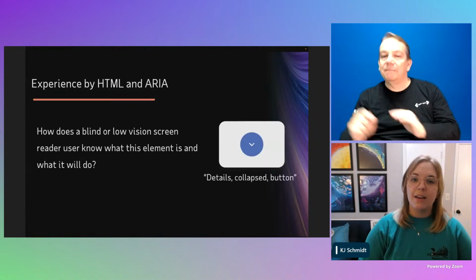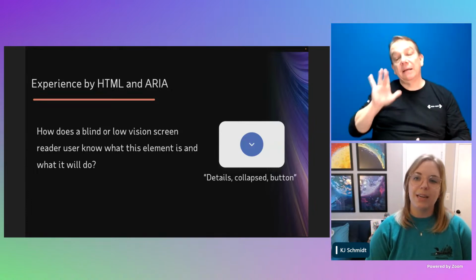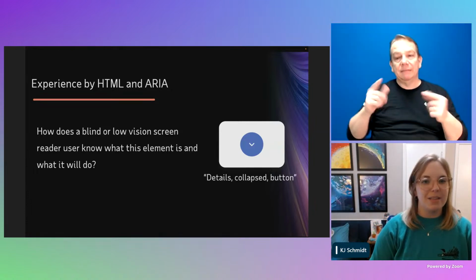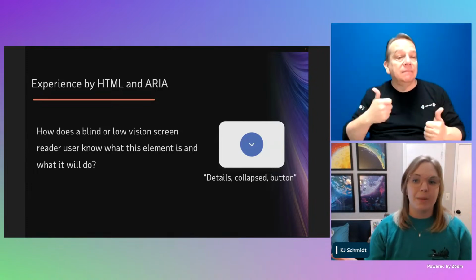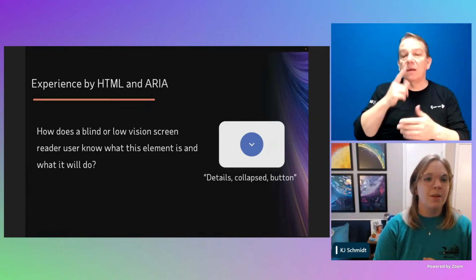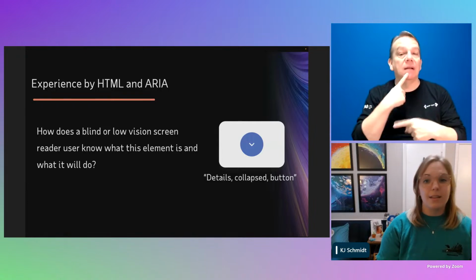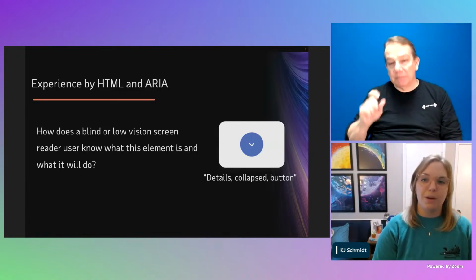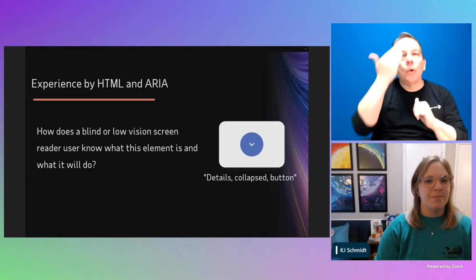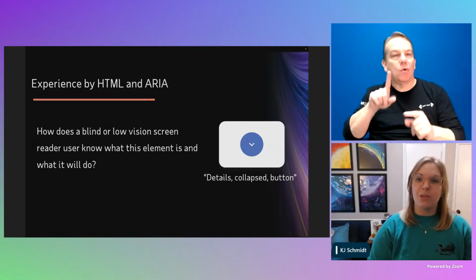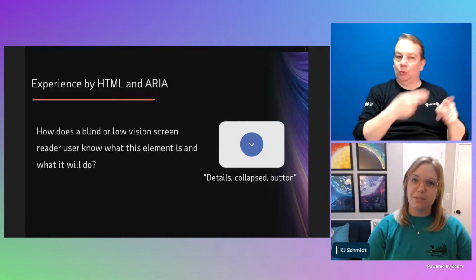For instance, here I have a picture of a button. It's a blue circle, and it has a white downward pointing chevron icon inside of it. How does a blind or low vision screen reader user know what this element is and what it will do? When coded correctly, a screen reader might announce details, collapsed, button, when the button is focused. But why? How did it know to say those things? We'll need to learn a little bit about the role that HTML and ARIA play in creating user experiences to find our answer.